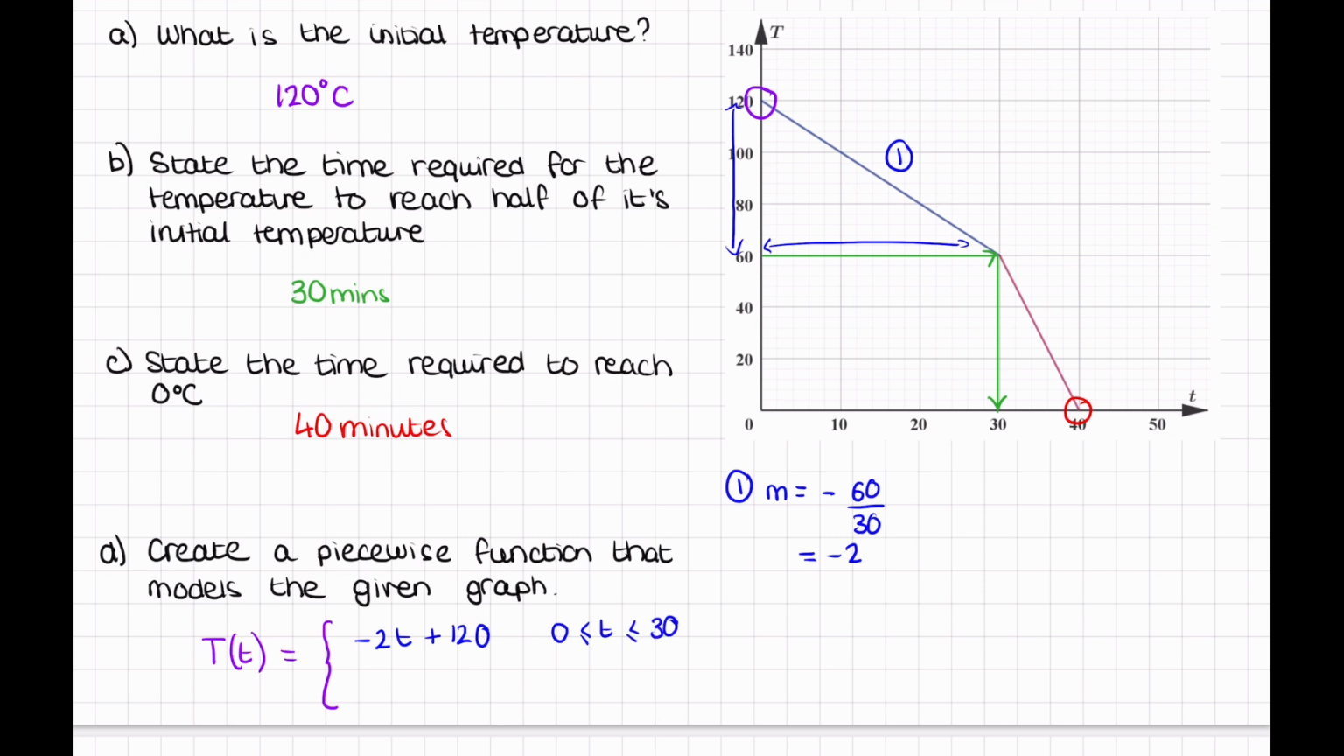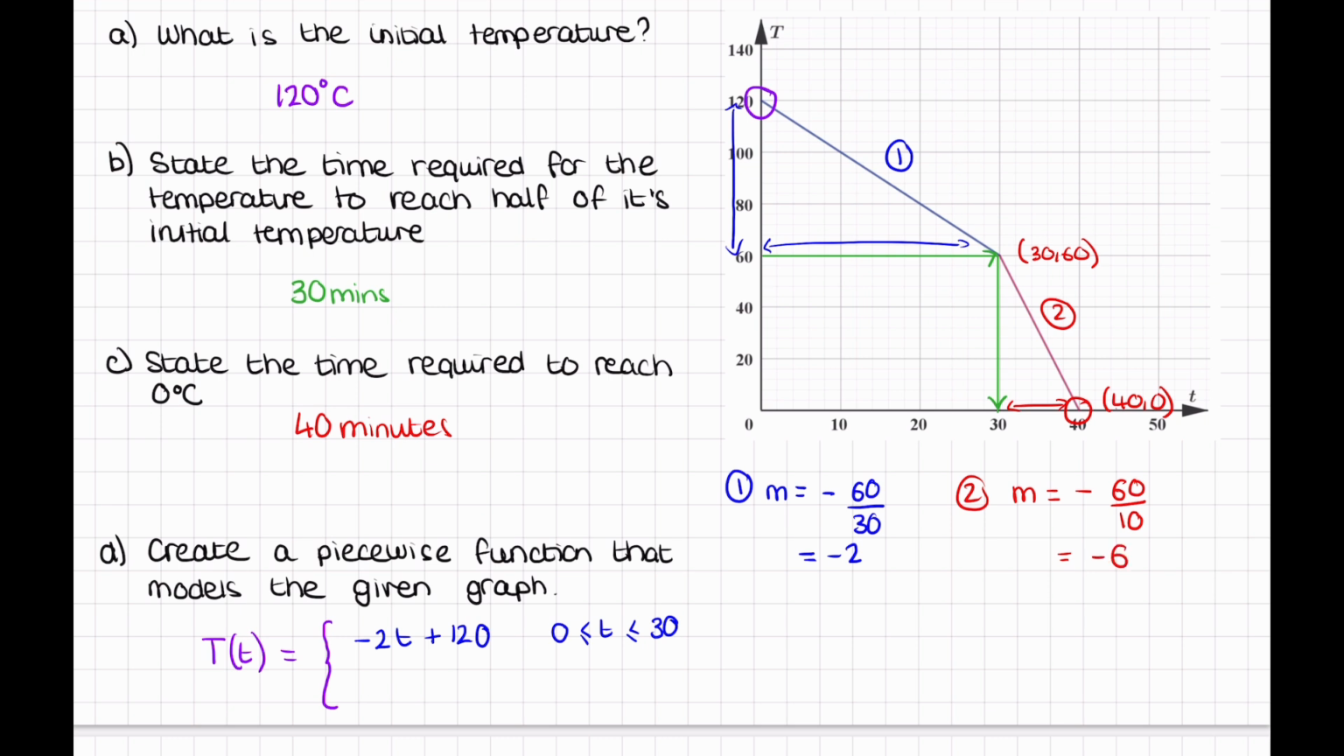Now the second equation, which is the red line. We know this starts at (30, 60) and ends at this point here, which would be (40, 0). Now our gradient of this line, once again it's going downwards, so it's negative. The rise, the distance between the bottom and the top, goes from 0 to 60, so it's going to be 60 over the run. The run here is going from 30 to 40, so it's 10. 60 divided by 10 is -6.